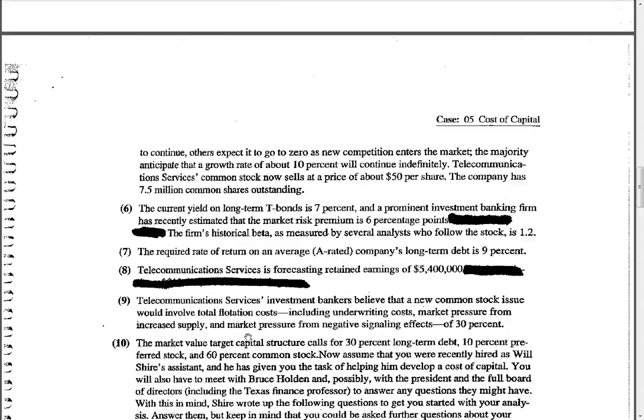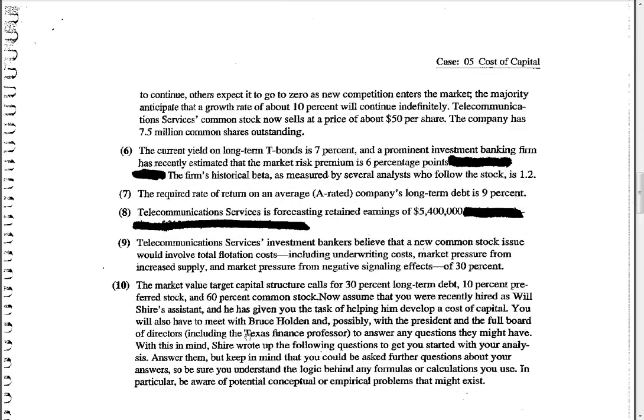And you can see on this case 5 that I posted, I went ahead and crossed out some things that I don't want you to look at and that are kind of confusing. One of the main things is in this note 6, it talks about the current yield on long-term bonds, T-bonds, is 7%. That's the risk-free rate.